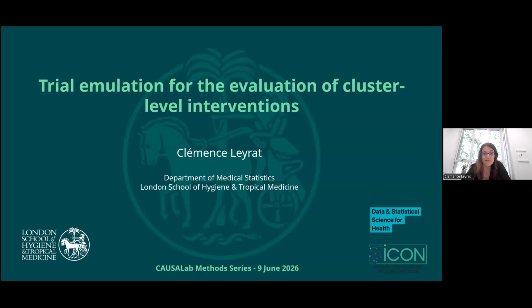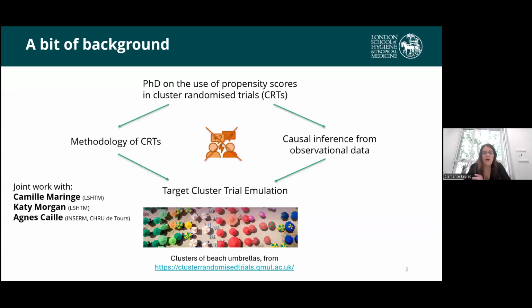So yes, I will talk about target trial emulation for the evaluation of cluster level interventions. But first, just a bit of background.